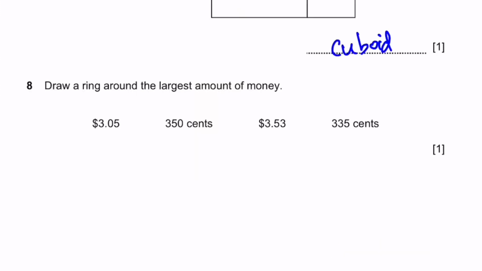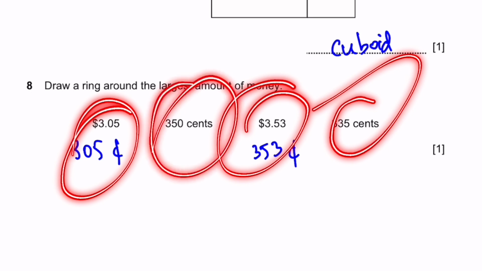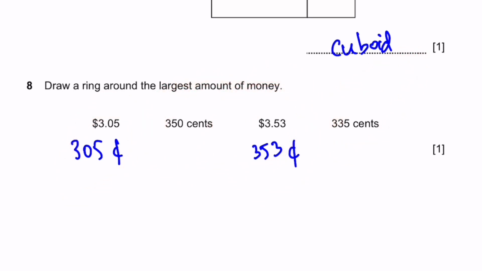Question 8. Draw a ring around the largest amount of money. $3.05, $3.50, $3.53, $3.35. Let's convert these all to cents. So this is 305 cents. And then this is 353 cents. The other two are already in cents. So out of these, which is the largest number? It's this one, right? So we can draw a ring around $3.53. That's the answer.